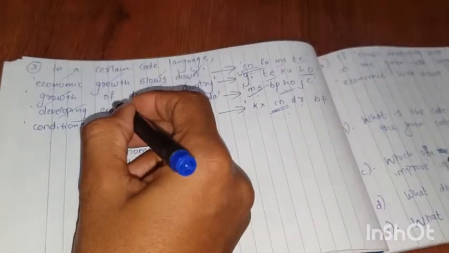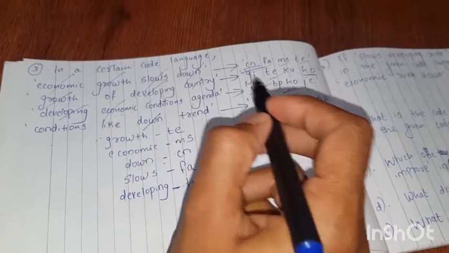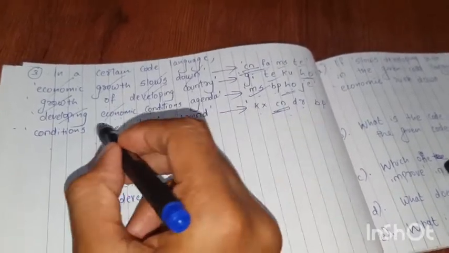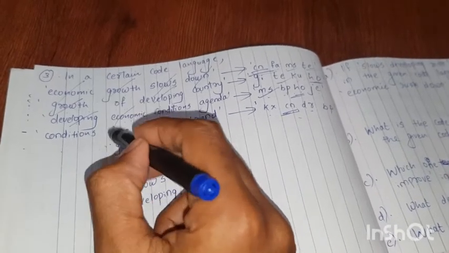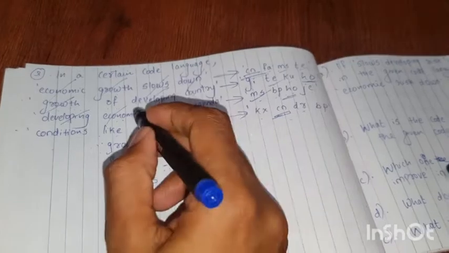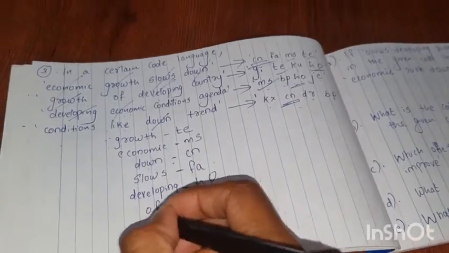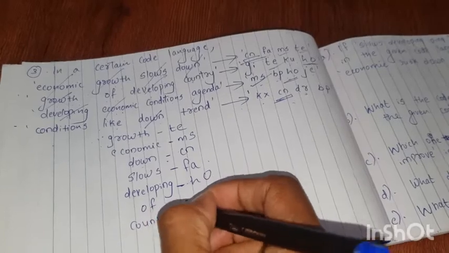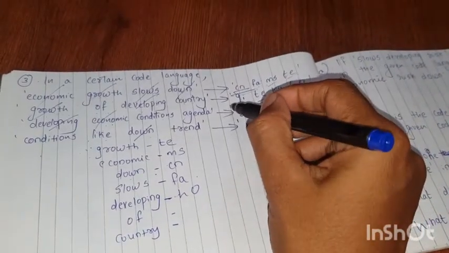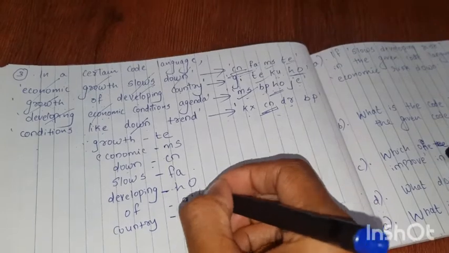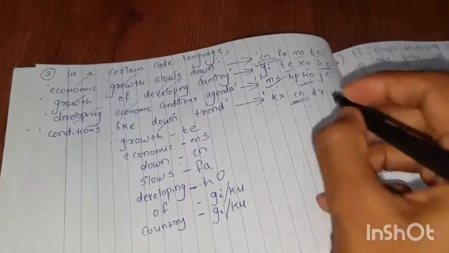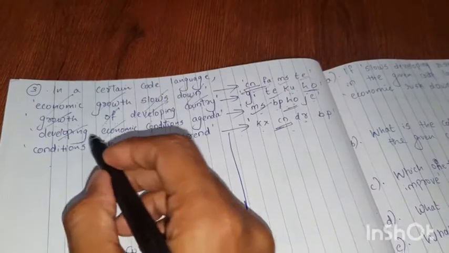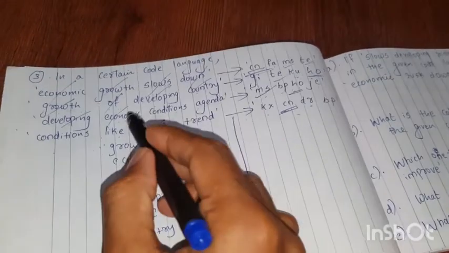Next it is of and country. The remaining two words are of and country. There are no such words in any of the remaining lines. The remaining codes in the second line are GI and KU. So either GI or KU is the code for of, and either GI or KU is the code for country. Understood?